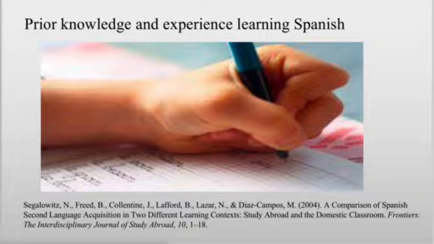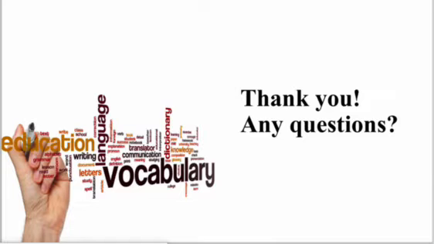The last point is prior knowledge and experience learning Spanish. In the test of Spanish grammar, the study-at-home group gained a score of 513, and the study abroad group attained a score of 442. It is slightly above the middle of the second semester in ability level. Despite these differences, neither the pre-test Spanish grammar nor the number of years of prior learning of Spanish were significantly correlated with language scores. We finish our topic.